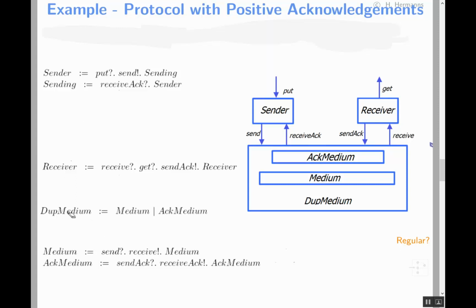So putting the duplex medium together with the sender and the receiver, right? Sender, receiver, duplex medium, and then make sure that nothing comes out of this except for put and get, which means we want to enforce synchronization between send, receive, send acknowledgement, and receive acknowledgement. And you remember that this is an abbreviation that we also use here. So this means send question mark, send exclamation mark, receive question mark, receive exclamation mark, and so forth. Right? Now, why don't we have a look at this?